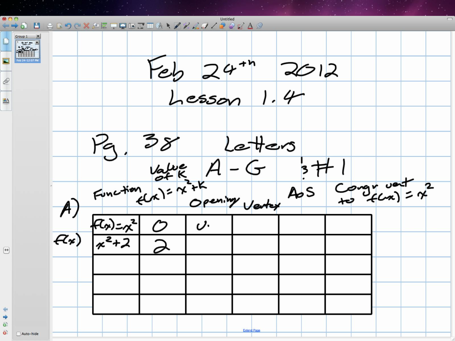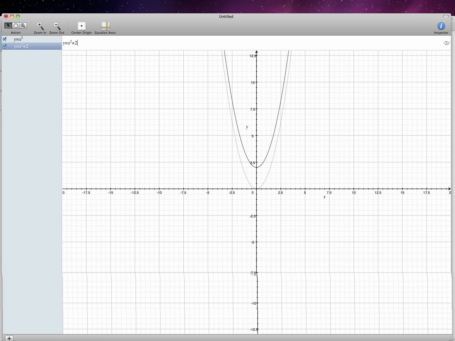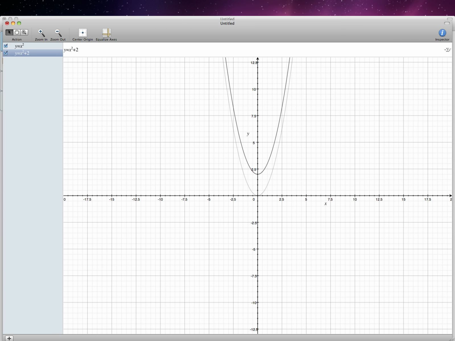In the first one, what direction was our parabola opening? Right. Up. We'll take a look. Don't worry. We'll bring it up again. See how this opens upwards. That's what we're looking for here. Okay. So it was opening upwards.